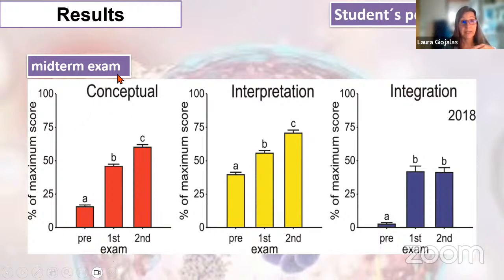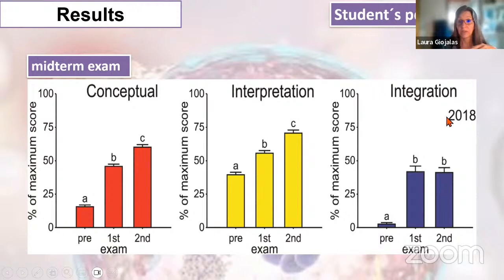We evaluate several items related to concepts, several items related to interpretation of scientific knowledge, and several items related to integration of knowledge. You can see that in all the cases, the level of the score in the pre-test we gave them was significantly lower before starting the course with us. And for the conceptual items, there is a significant increase in the second midterm. So it means that the students are much more prepared to respond to the conceptual items in the second midterm exam than in the first one. And the same, of course, for the interpretation items.